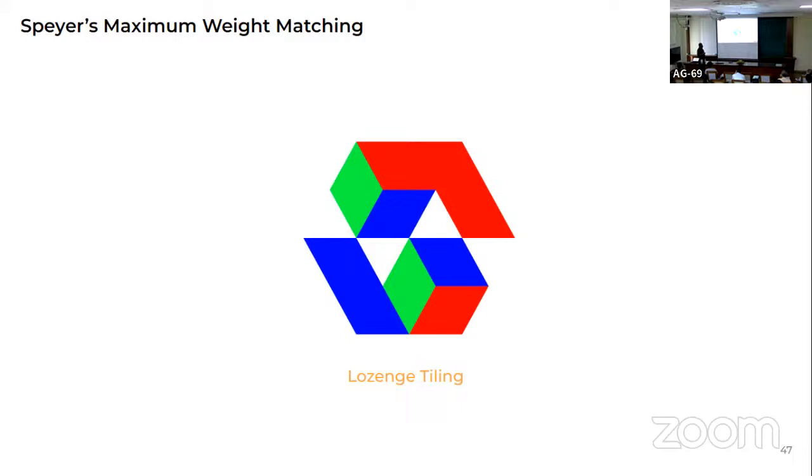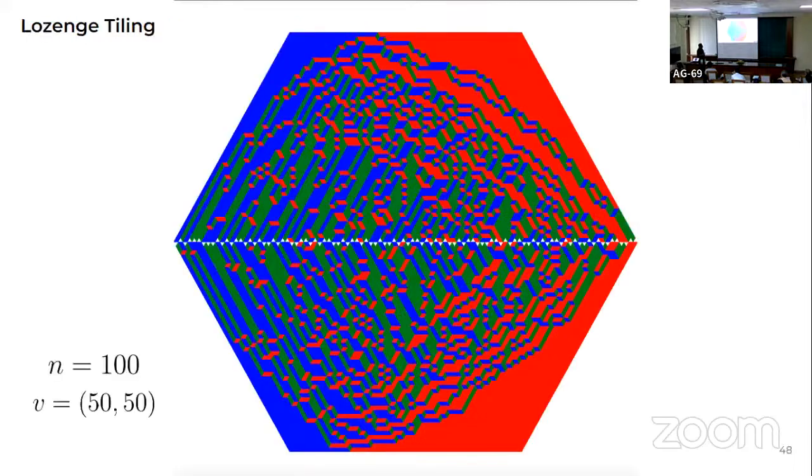We ran this procedure, Speyer's maximum weight matching, for large values of n, and we obtained this. This is for n equal to 100, where the center vertex is the point of consideration. This is the excavation hexagon, and we can see some interesting properties there, like this frozen region of red color here and here, and blue color here and here.